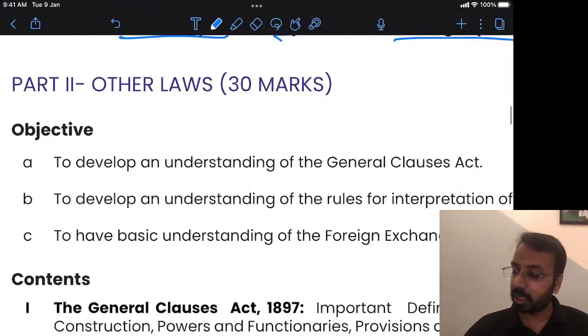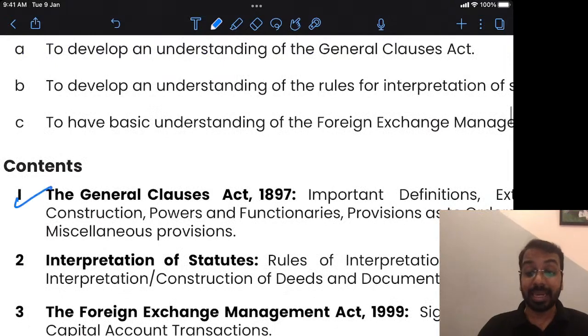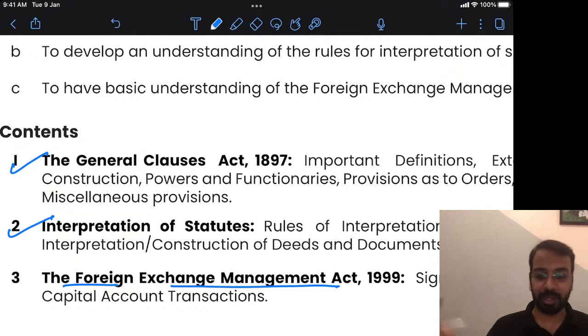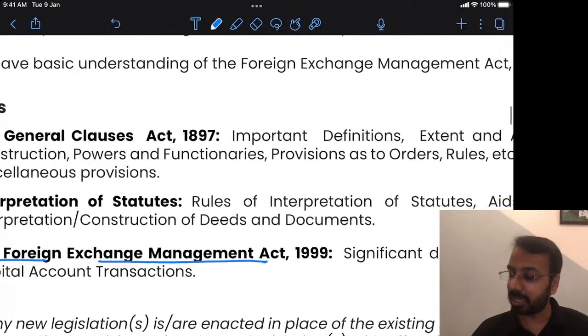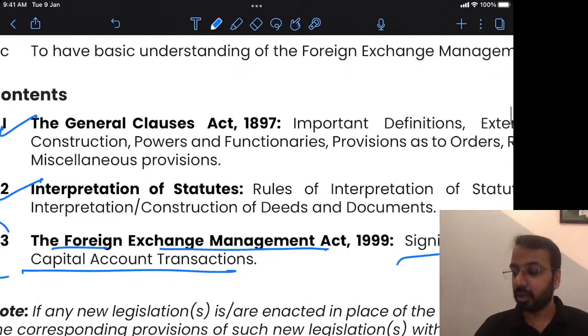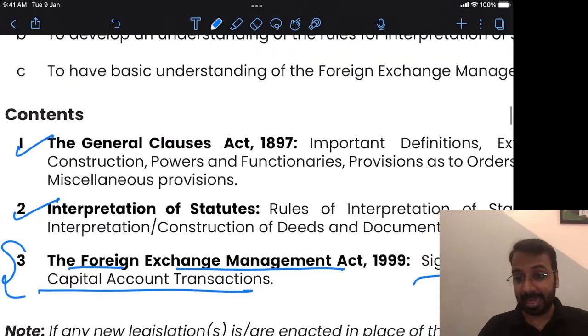Then other laws. In other laws, we already had general clauses and interpretation. Negotiable instruments have been moved to Group 1. Contract Act has been slightly extended in Group 1. Foreign Exchange Management Act has been added. This is from CA Final. From CA Final, they have added it to CA Intermediate. So what are the significant definitions and capital account transactions? We need to see what the detailed syllabus announcement is, and based on that, we'll be able to decide on what is there. Your Contract Act, whatever was there in CA other laws, has been moved out. Negotiable instruments have gone to Group 1.